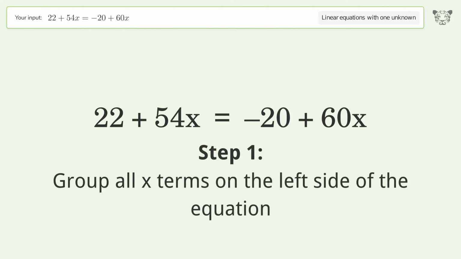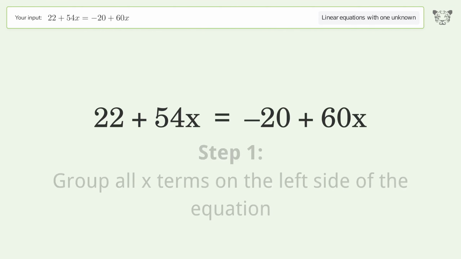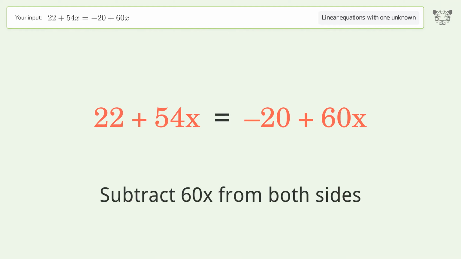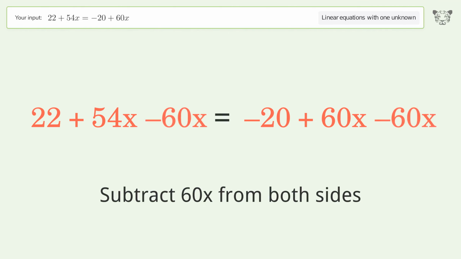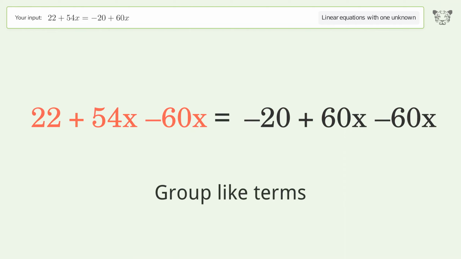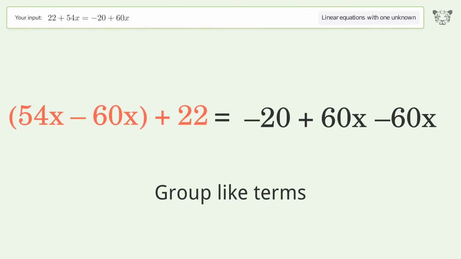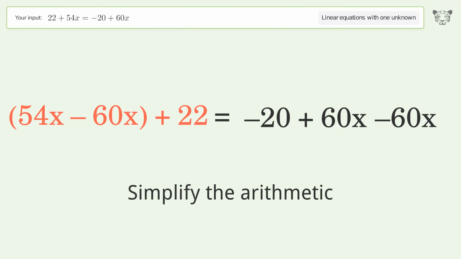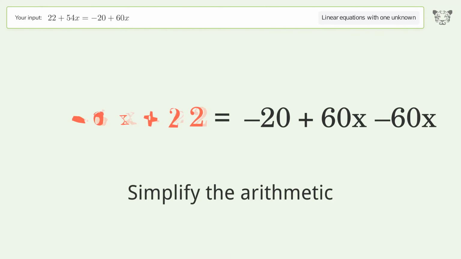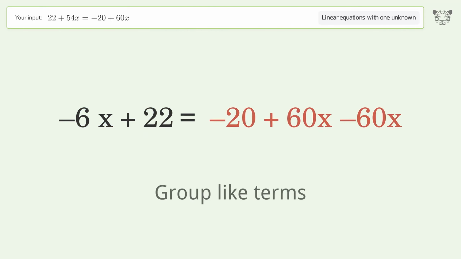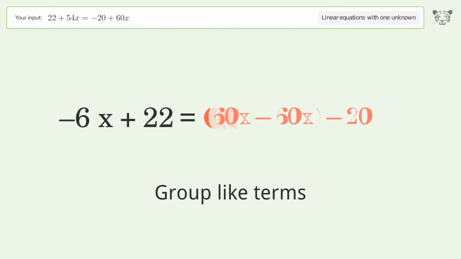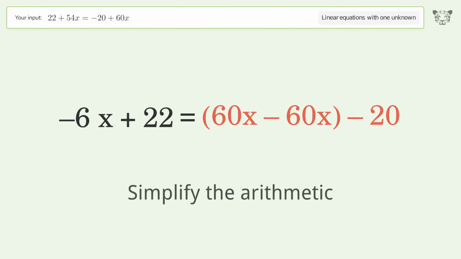Group all x terms on the left side of the equation. Subtract 60x from both sides. Group like terms. Simplify the arithmetic. Group like terms. Simplify the arithmetic.